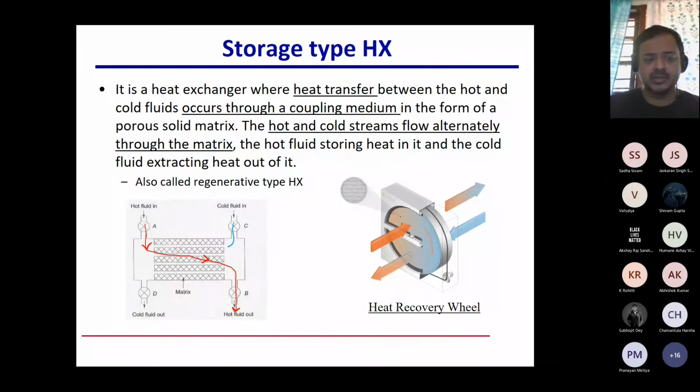We will open up C and D now, so that the cold fluid comes through C, flows through, and comes out of D. While doing so, it picks up the heat from this porous matrix. So the heat that was stored by the porous matrix from the hot fluid is now given up to the cold fluid. So what is the difference here? The hot and cold fluid streams did not flow at the same time.